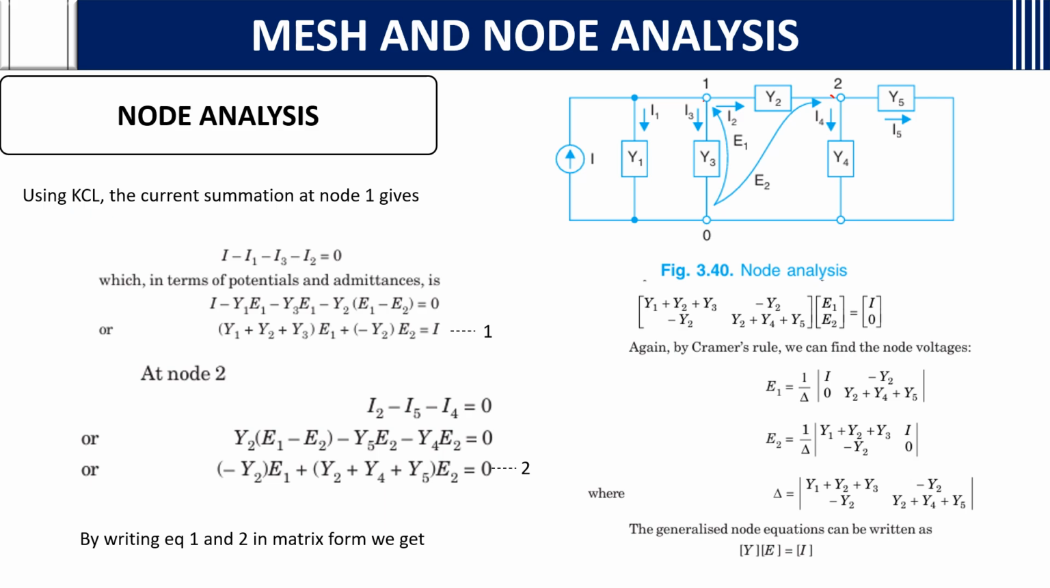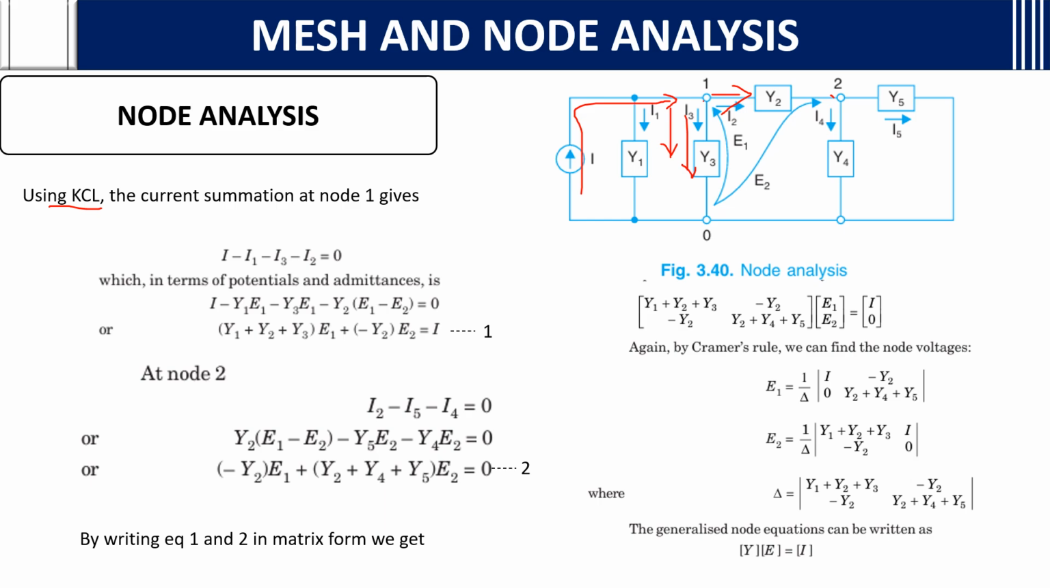Currents pass through the nodes, incoming and outgoing currents, so we'll use KCL. First we'll consider KCL at node 1. If you see here, I is an incoming current to node 1, so we take plus I. I1 is coming out of the node, so minus I1. I3 is also coming out of the node, so minus I3. I2 is also going out of the node, so minus I2, equals 0.